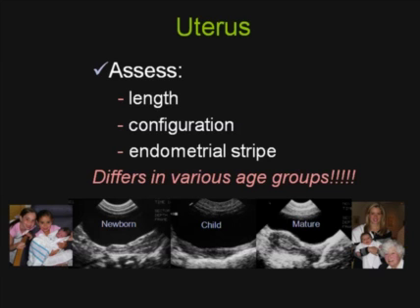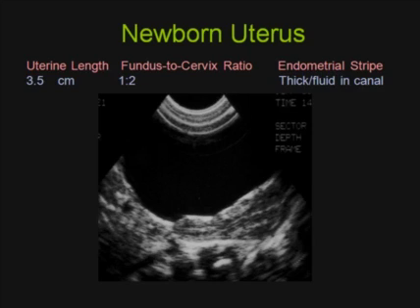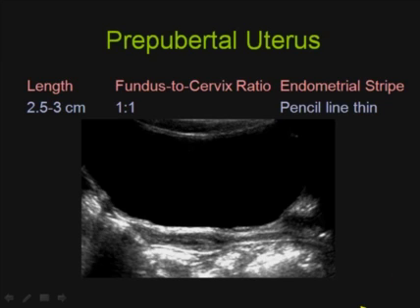Remember to look at the uterus when you have a little girl baby, because it's important to know what the length is, the configuration, and the endometrial stripe, as it differs in various age groups. In the newborn, the uterus is a rather prominent structure, measuring approximately 3.5 centimeters in length, with the cervix being quite prominent compared to the fundus. So the fundus to cervix ratio is about 1 to 2. It's not unusual for the endometrial stripe to be thick, and also it's not unusual to find fluid within the endometrial canal.